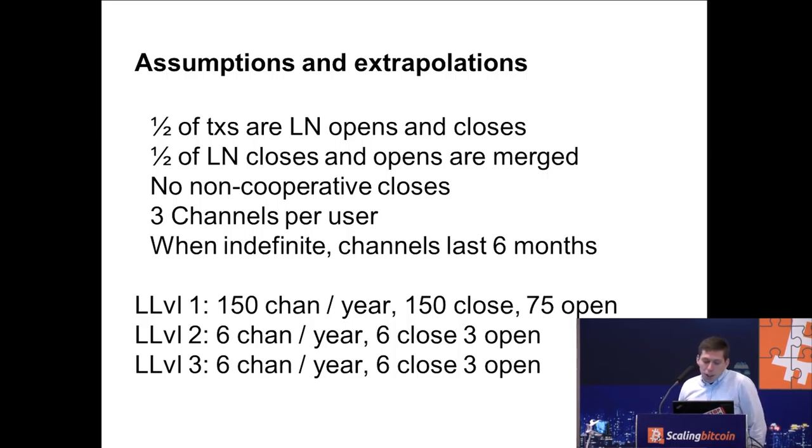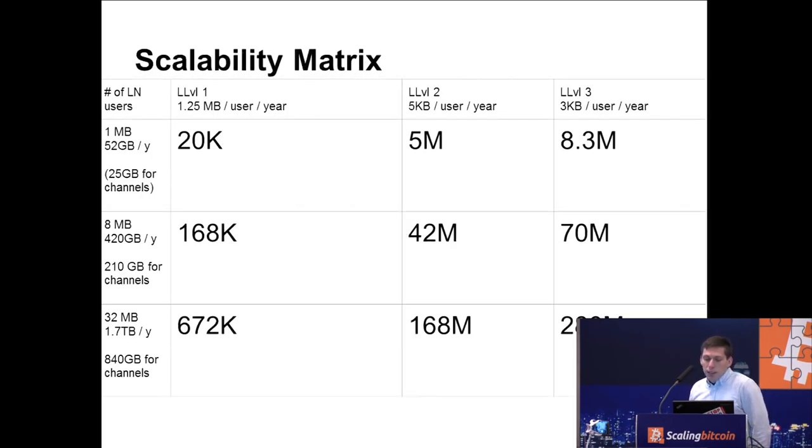And I'm going to say 3 channels per user, and when the channels are indefinite, they tend to last around 6 months. So with level 1, that means 150 channels per year are needed because they're all week long: 150 close transactions, 75 open. With level 2 and 3, you only have 6 channels a year, so open 6, close 6, open 3, because half the time those are merged. So this is basic results, if you can call it that.